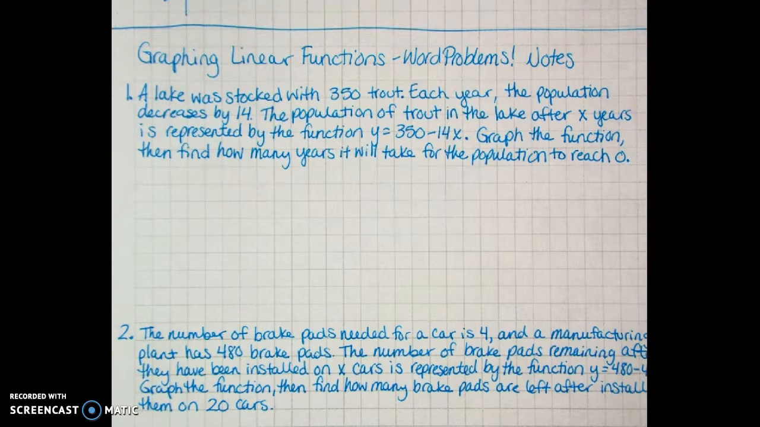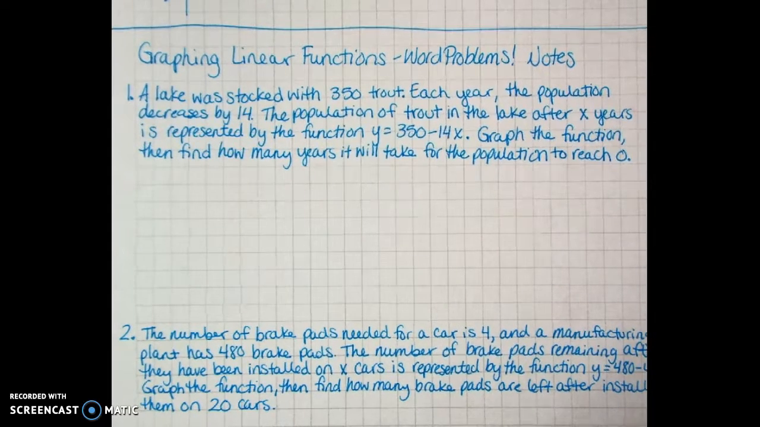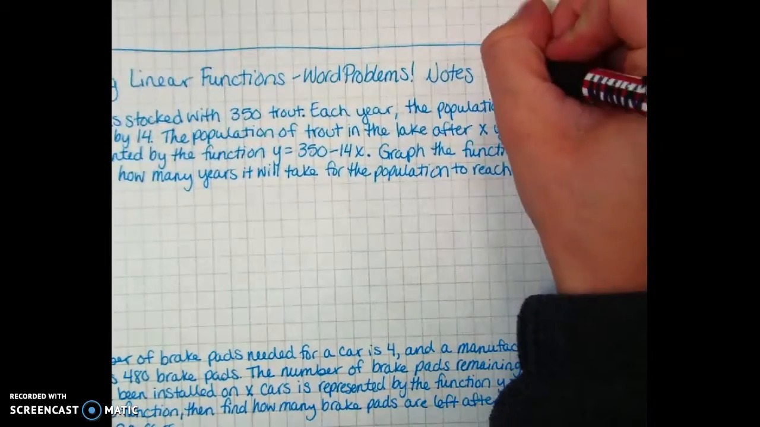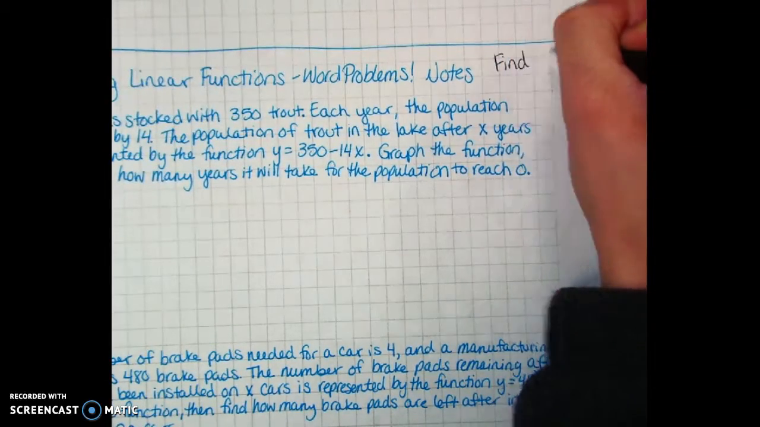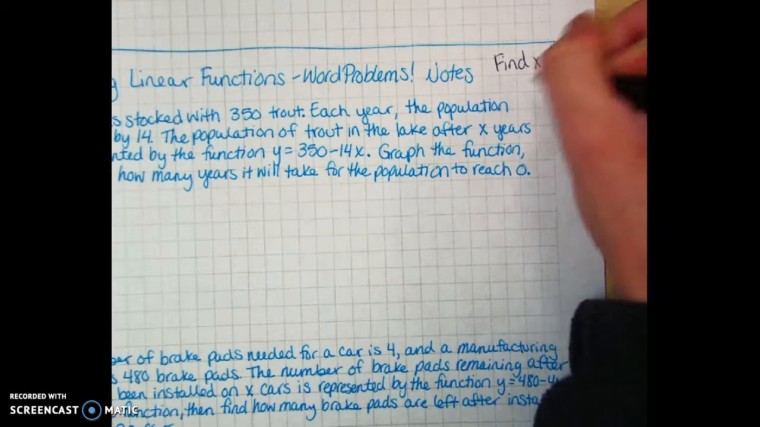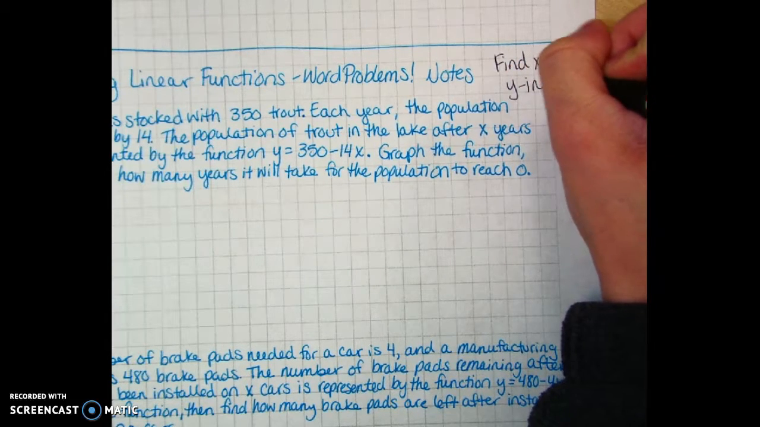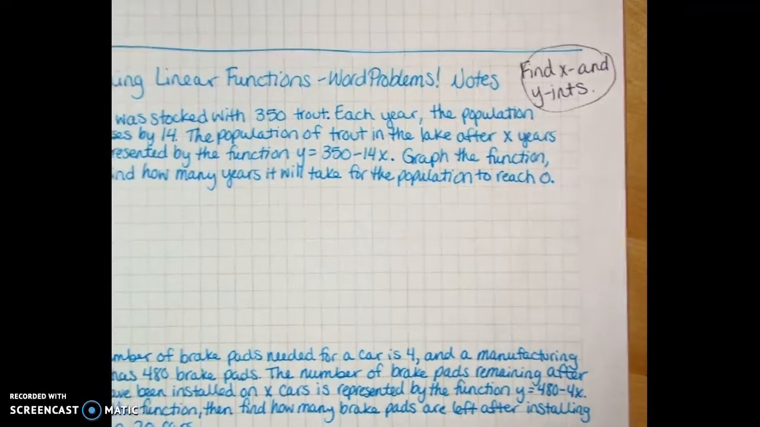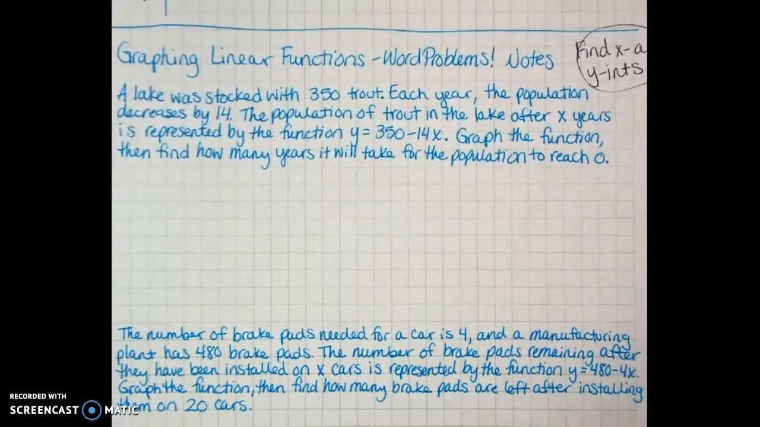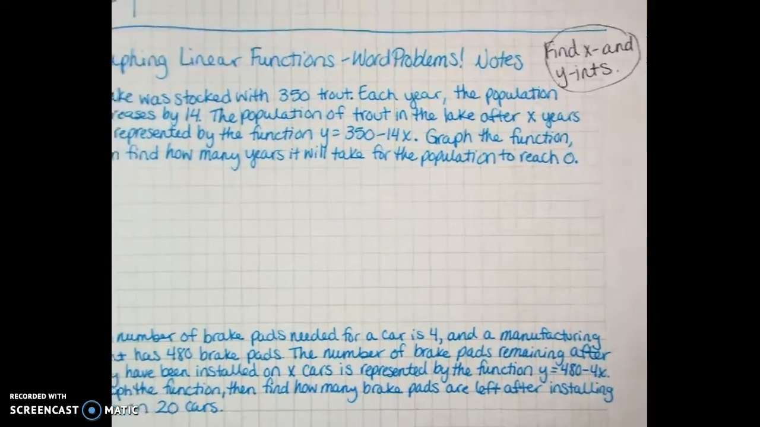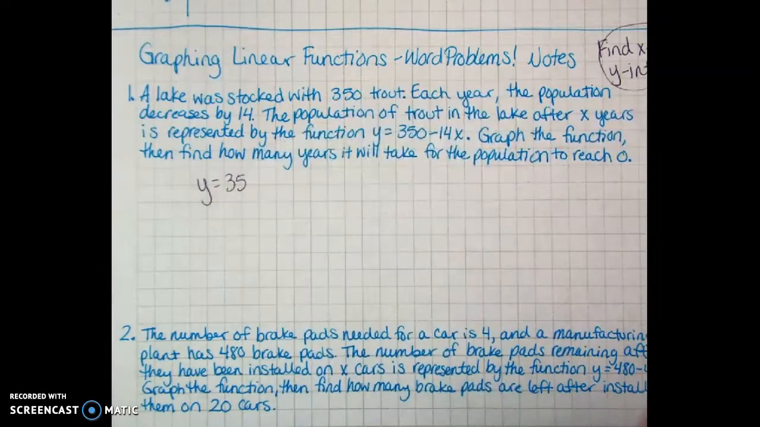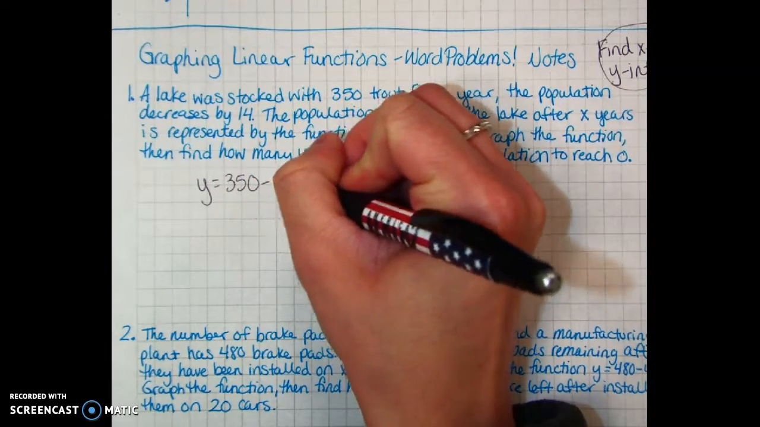So what you need to remember for the word problems you do today, you need to solve it by finding the x and y intercepts. So I might write this over here. Find x and y intercepts. So let's find the x and y intercepts for this equation. y equals 350 minus 14x.